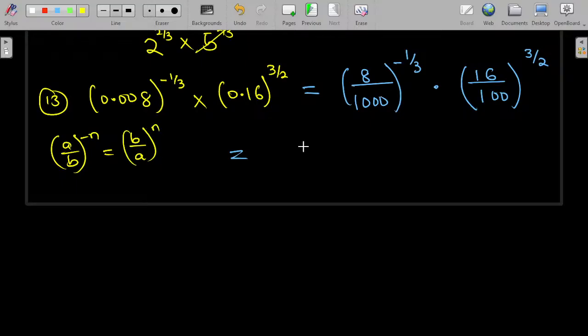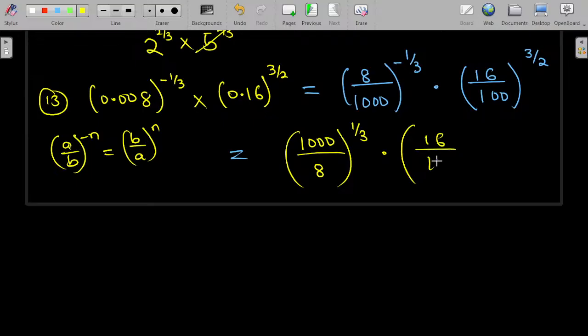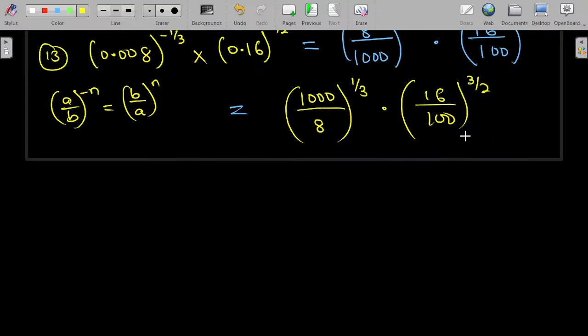And if that is so, I can actually do that here. So I'm going to get 1000 all over 8, all raised to the power of, this time around it will be 1 over 3, multiplied by 16 all over 100, all raised to the power of 3 over 2. Okay, so that is that. And so what do you do next? You will now try to apply your fractional index. So this is just cube root. Maybe we can just go ahead and do that.